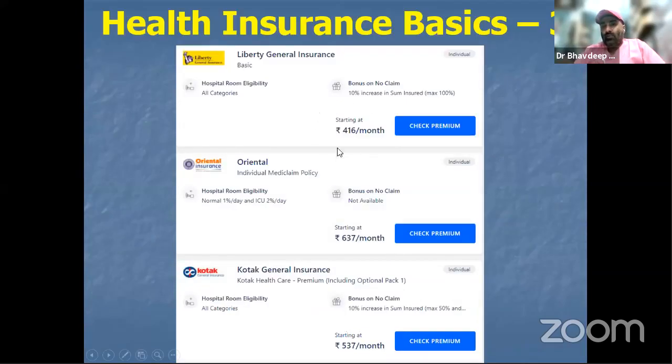And these are the rates usually for a 30-year non-smoker female in the particular level of city. They are all based on that. Then Liberty General Insurance Basic Plan, Oriental Individual Mediclaim Policy, Kotak General Health Insurance. Kotak has the least incurred claim ratio. बेचारों की policy को लेता ही नहीं. So you'll see in the ICR part, they have very less claims and very less policy.